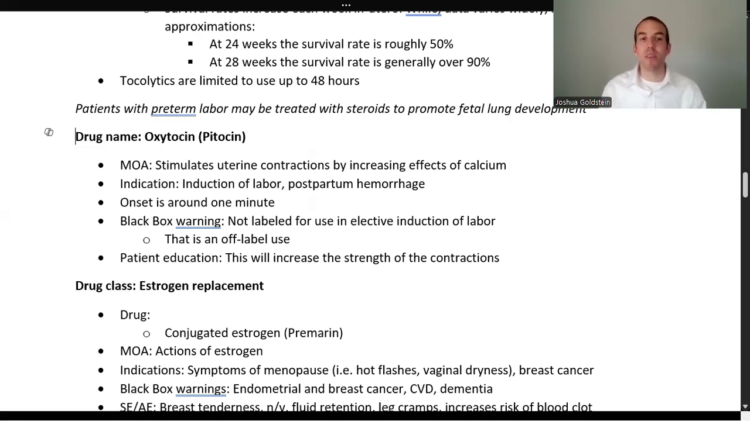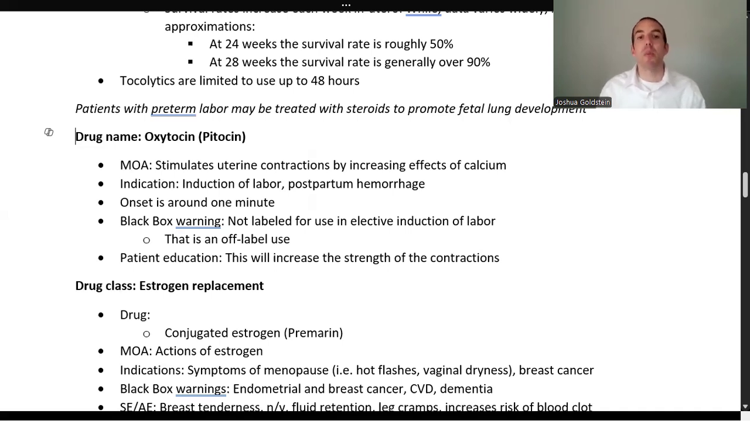That's the end of pregnancy. Let's move on to the last little bit of women's health, and then we'll move on to men's health. Estrogen replacement is a drug class. This has conjugated estrogen. This is exactly what it sounds like. It's an estrogen replacement. What do we use it for? The symptoms of menopause, such as hot flashes, vaginal dryness, etc., as well as we also use this to treat breast cancer.